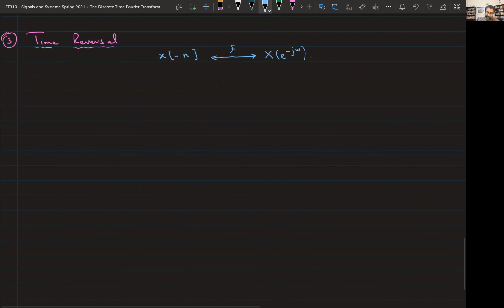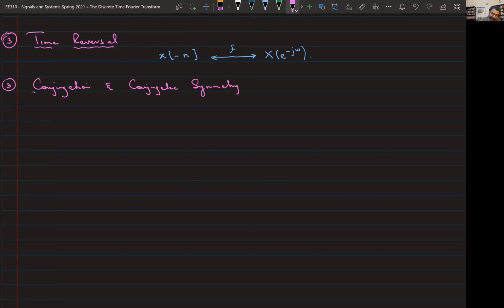Right. So this is x of e raised to minus j omega. So if you flip the time domain, the Fourier domain is flipped as well, right? Now I'm going to come to this conjugation and conjugate symmetry, right?